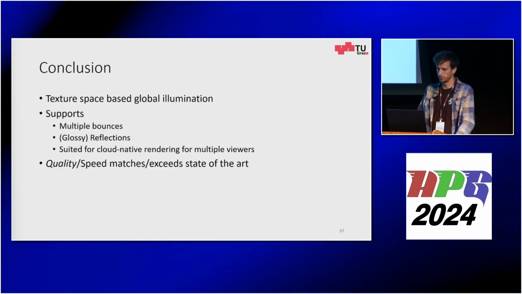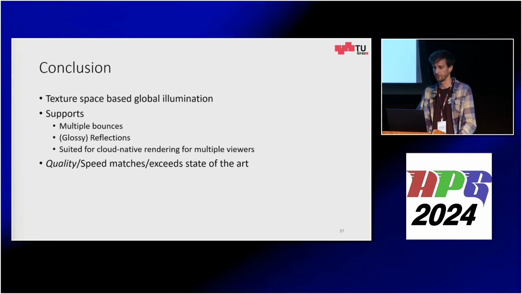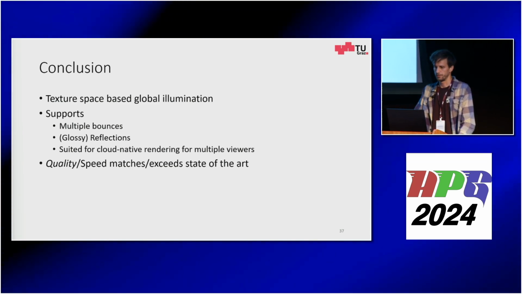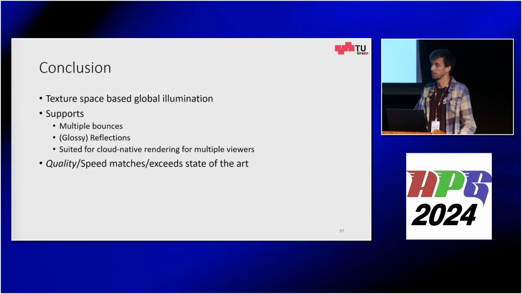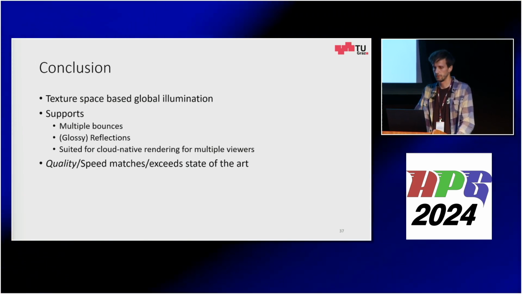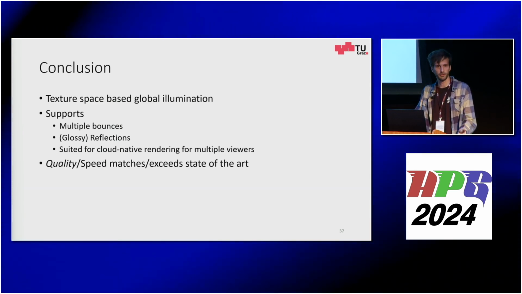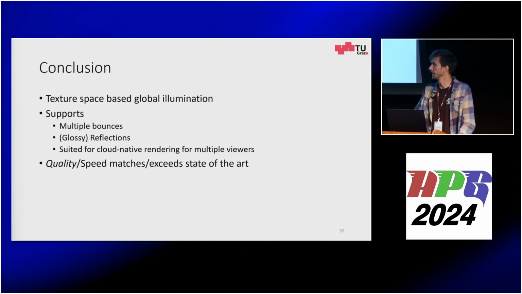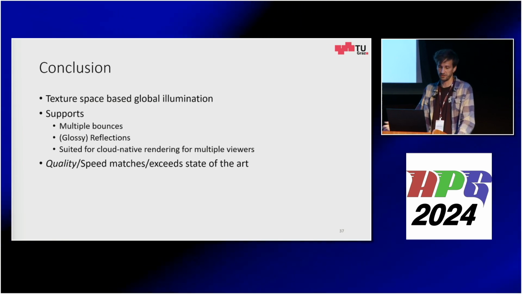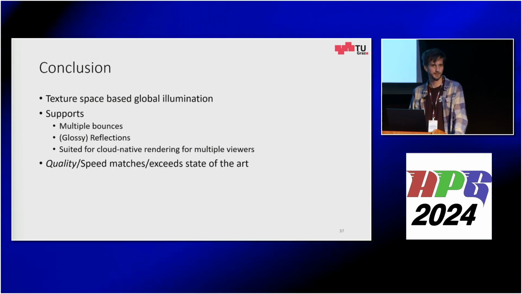So to conclude, we presented a radial caching system which works solely in texture space. We are capable of handling multiple bounces everywhere. We support reflections, and all that is also suited for cloud-native rendering for multiple viewers. And our quality and speed matches, sometimes exceeds also the state of the art. Thank you very much.